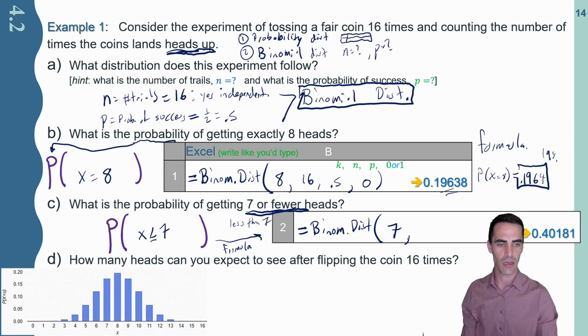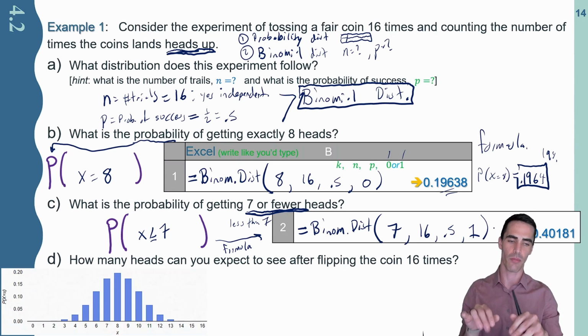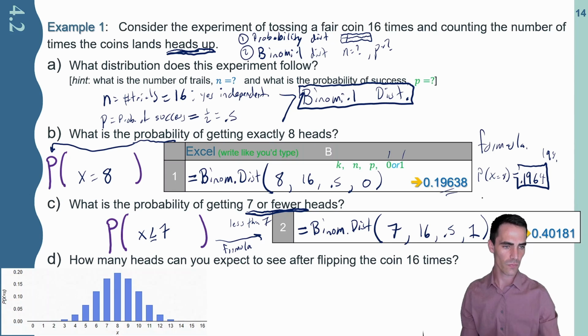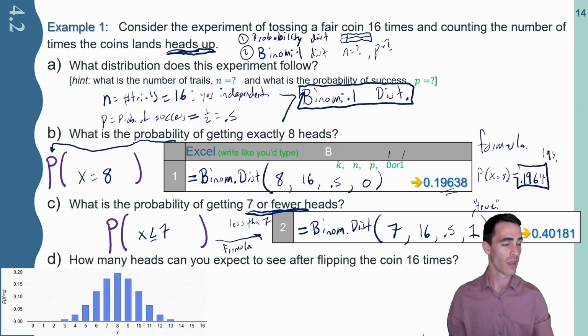The very top, K, what value are we comparing it to? Then I have the same 2 middle ingredients, my N number of trials, and P, my probability of success, 16 and 0.5. This one's different though, and it's 0 or 1 based on whether or not I have exactly 1 input or cumulative. For this one, I have cumulative, and so I'll write a 1 here, or you would type, if you're using Excel, you type a 1. If you want to get really fancy with it though, you can also write true here. You can also type that in Excel and it'll understand what you mean. And you should get a probability.